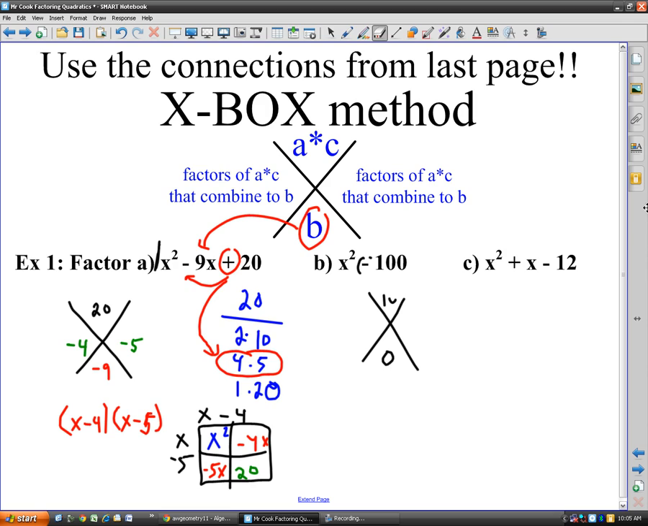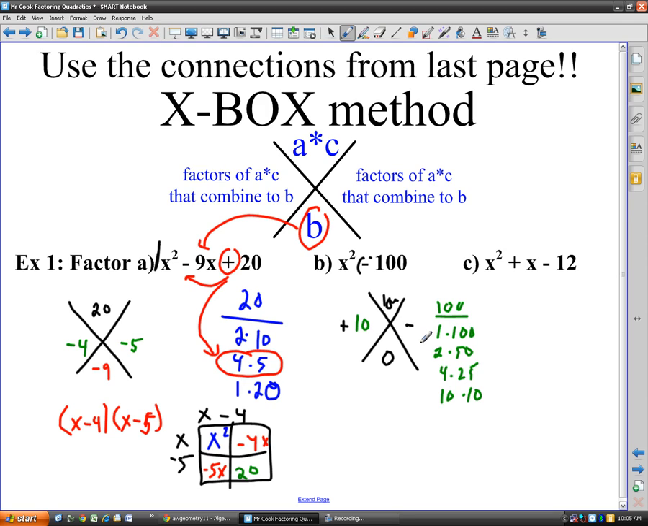So one of them is going to be positive, one of them is going to be negative, and I have to come up with the factors of 100 that can do that. Well, we could do 1 times 100, 2 times 50, 4 times 25, or 10 times 10. Which one of those, if one's positive, one's negative, will get that for me? That would be this 10 times 10.